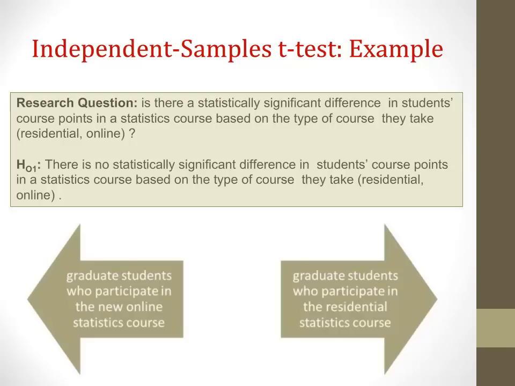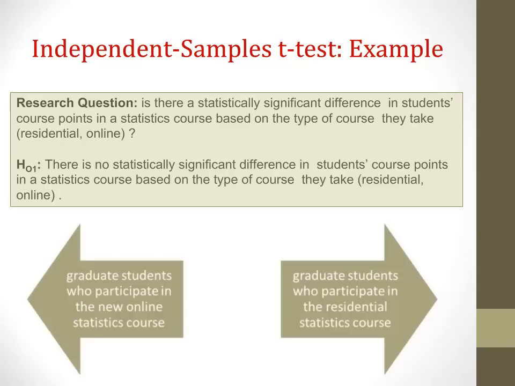Consider a study in which an educational researcher decides to conduct a causal comparative study to examine if the type of course or the medium in which students take a statistics course influences their learning. Here we see that the medium is either online or residential, so there's two different groups, and the dependent variable is learning, let's say operationally defined as course points ranging from 0 to 1,000.